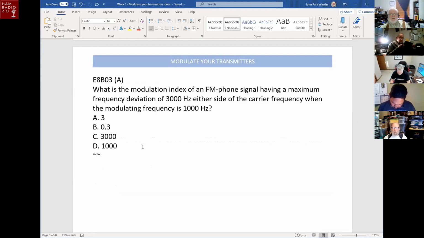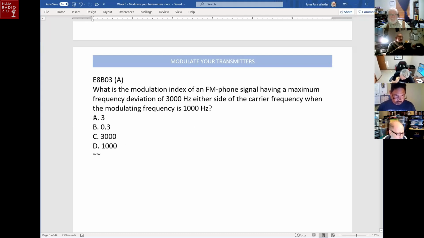What is the modulation index of an FM phone signal having a maximum frequency deviation of 3,000 hertz either side of the carrier when the modulation frequency is 1,000 hertz? And if you go back to the question before, it's the 3,000 divided by 1,000, which is 3.